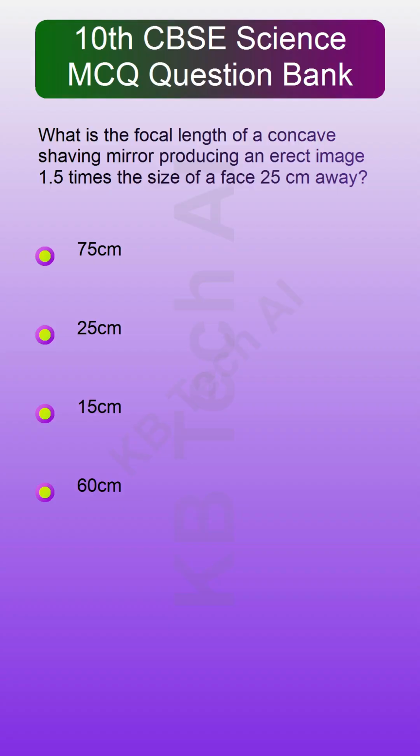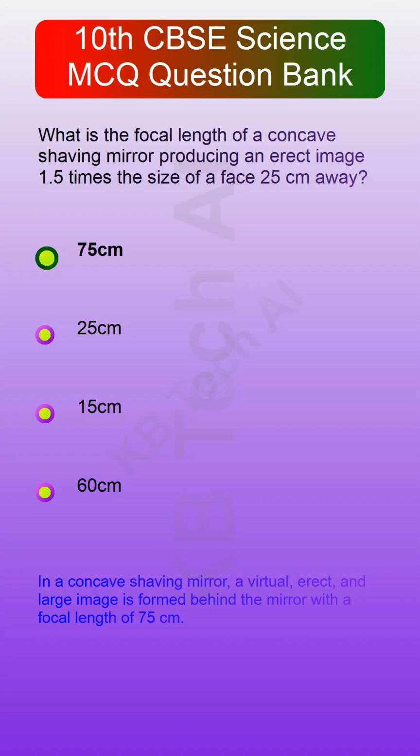What is the focal length of a concave shaving mirror producing an erect image 1.5 times the size of a face 25 centimeters away? Option 1, 75 centimeters. Option 2, 25 centimeters. Option 3, 15 centimeters. Option 4, 60 centimeters. The answer is option 1, 75 centimeters.